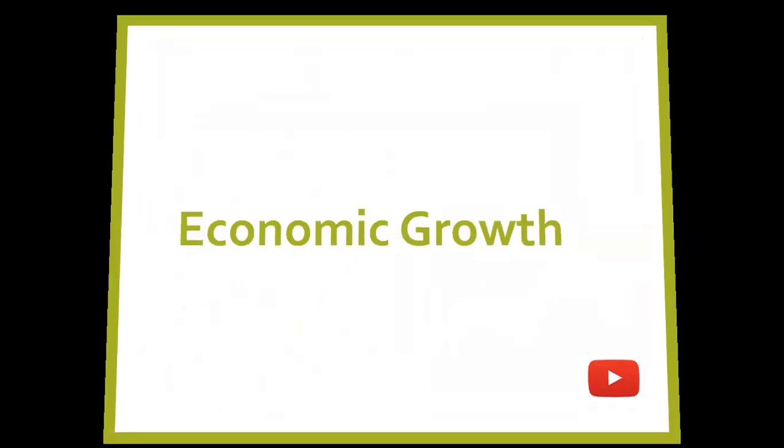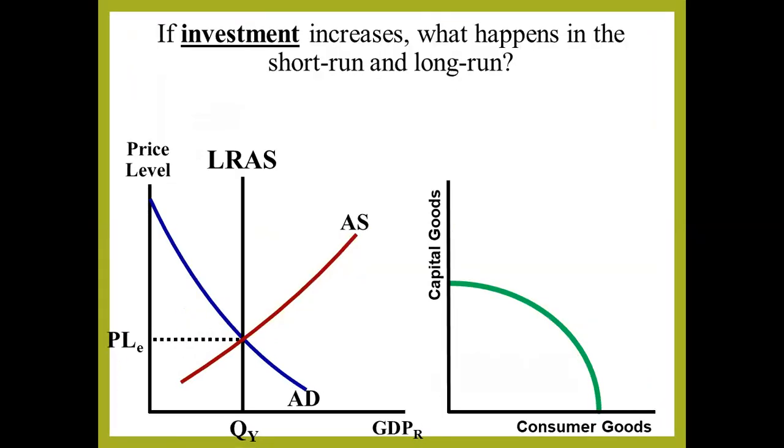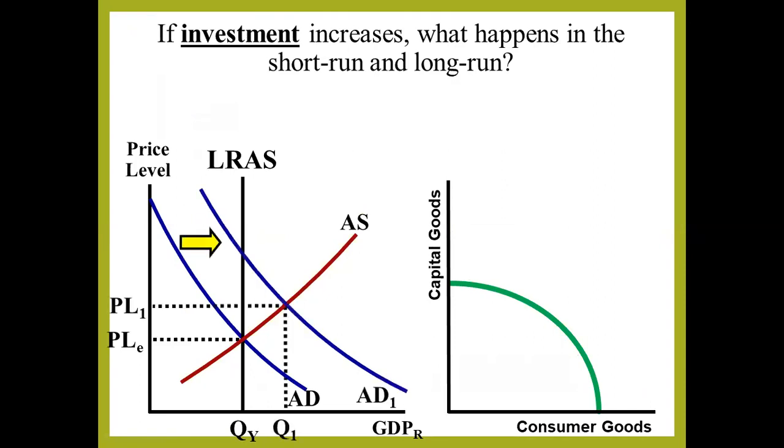Okay, so next up would be economic growth. How does an economy grow? How do we not go back to where we were? Well, there's a couple ways we can do that. So let's say we have investment increases. Investment, remember, is not stocks and bonds. It is business spending. That increases aggregate demand.